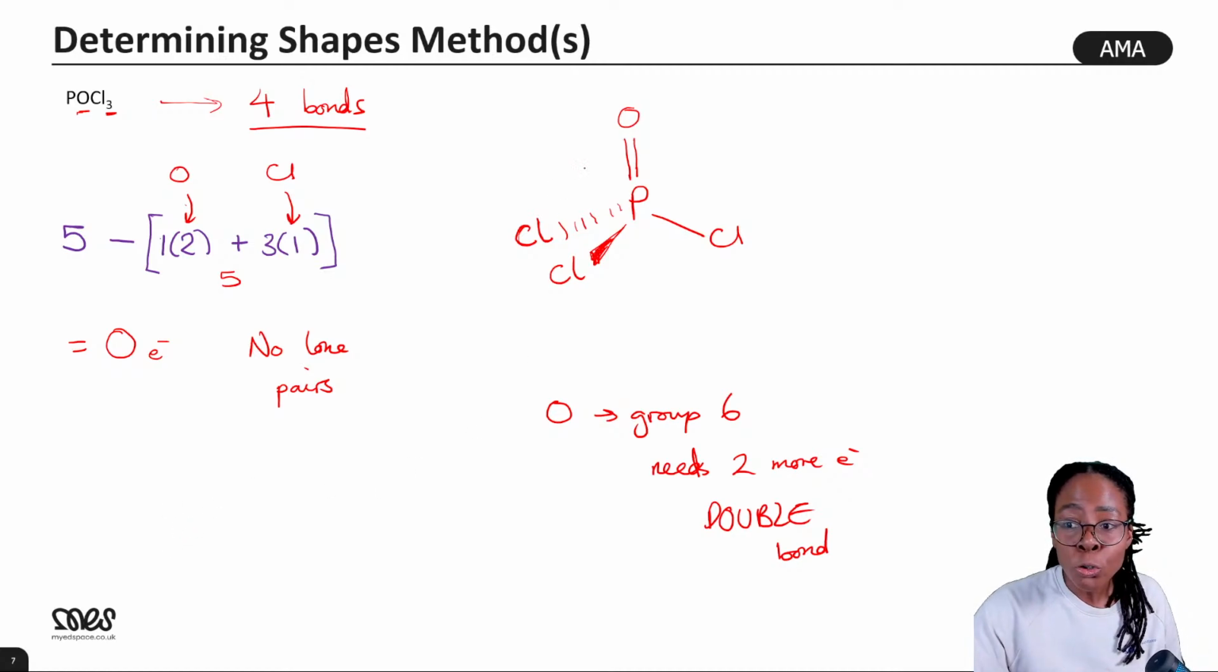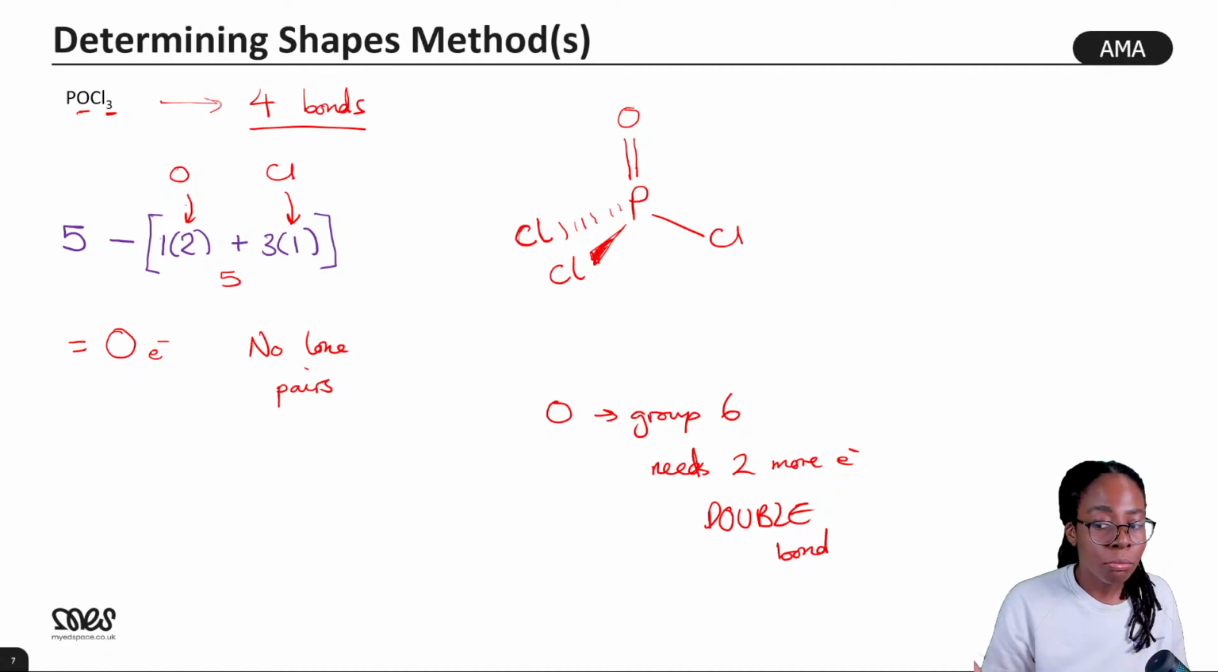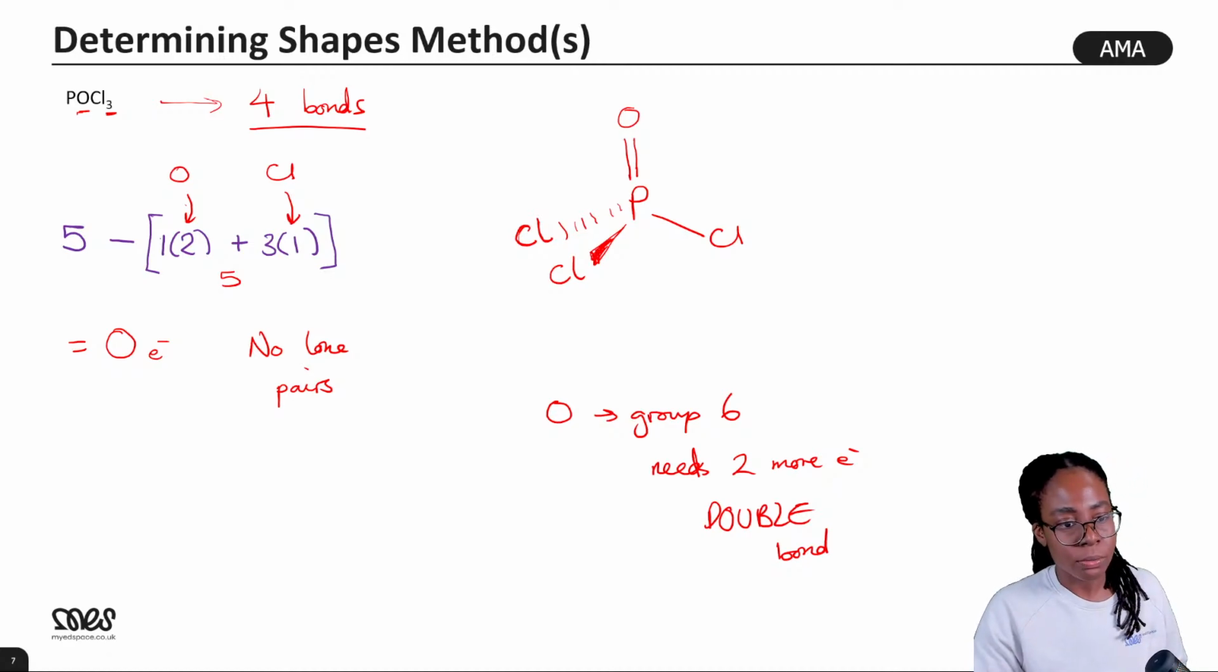Okay? For group 7, so fluorine, chlorine, bromine, iodine, and also hydrogen, they all only need 1 more electron to fill their outer shell. So they only make single bonds. Okay?